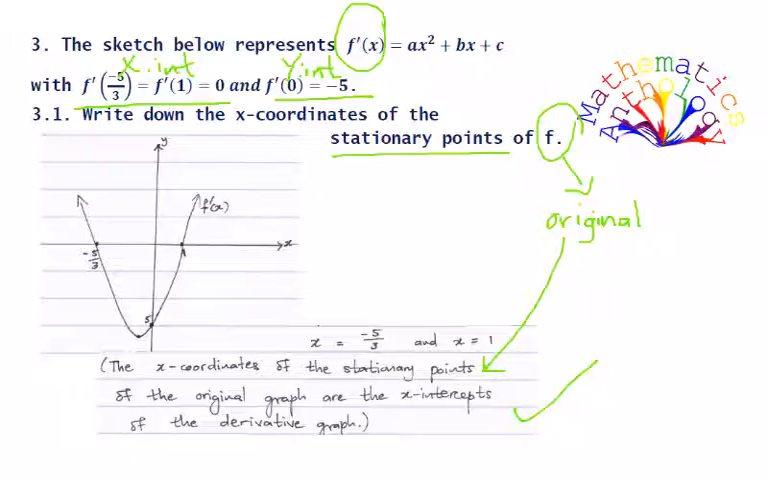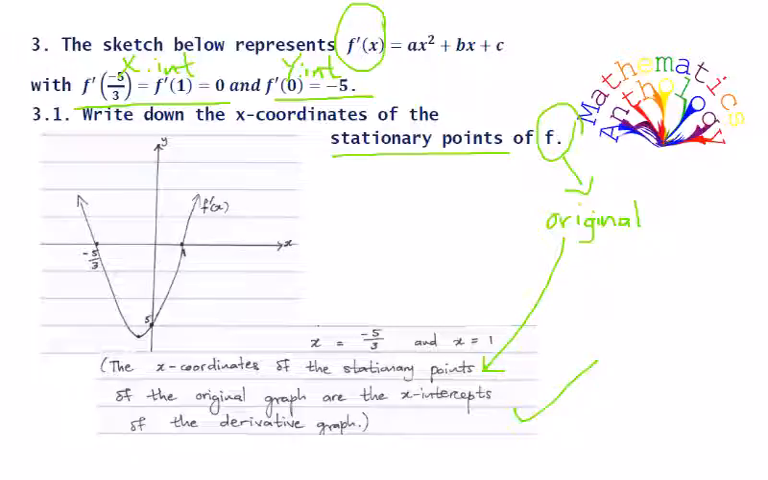So if we go back to our question, they gave us here that f prime negative 5 over 3 is equal to f prime 1, which is equal to 0. So those there are our x-intercepts. When y is equal to 0, those are our x-intercepts. So negative 5 over 3 and 1 are our x-intercepts. And our y-intercept, important to note here, when the x is 0 and they gave us an answer of negative 5 there, that's your y-intercept. So it is marked on your graph there as negative 5 over 3 and 1 as your x-intercepts of the derivative graph and negative 5 as your y-intercept of the derivative graph.